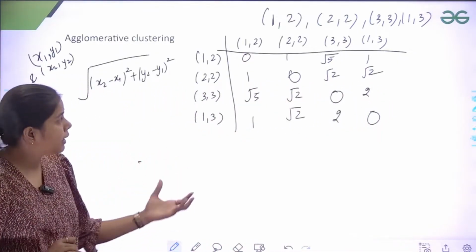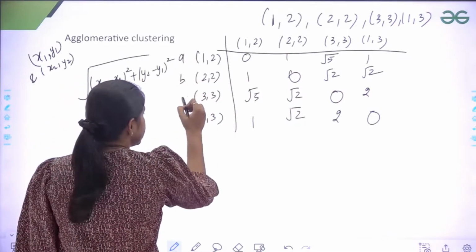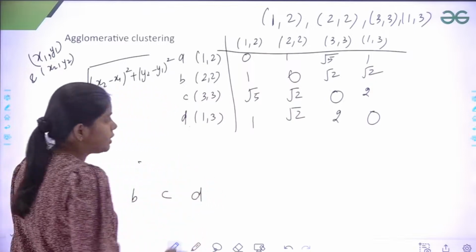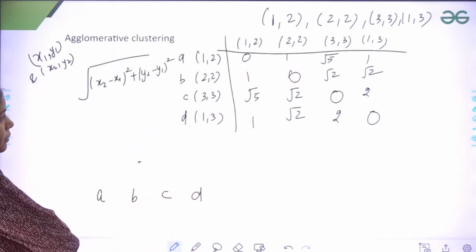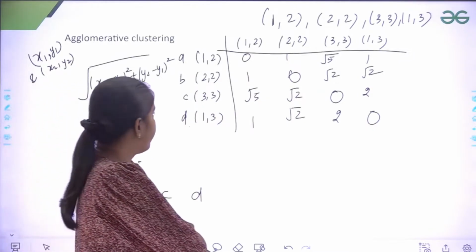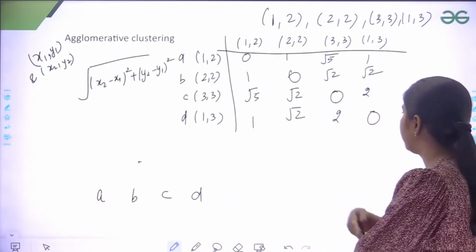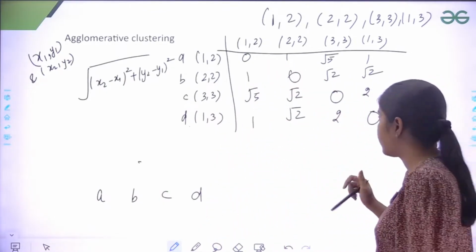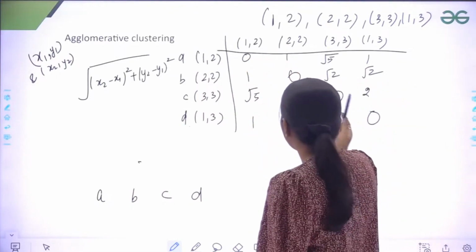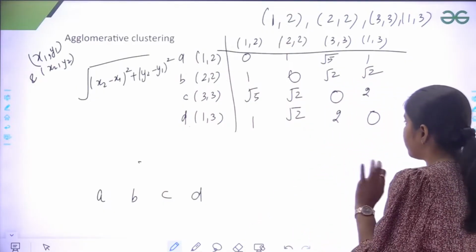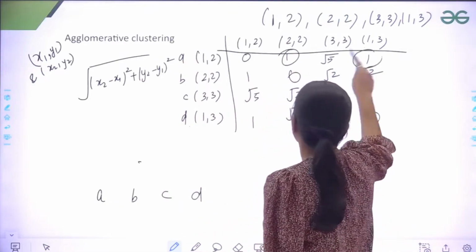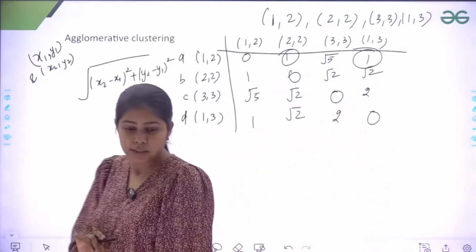Let's say this is point A, this is point B, this is point C, this is point D. So I have the points A, B, C, D. Which points will I join first? Can anybody tell me? I have to look at the minimum distance. I'll not consider 0, because that is the distance of A with A, obviously 0, right? So I can see that 1 is the minimum distance. But you can see that I'm getting 1 twice here, this one or this one. So I can combine either A with B or A with D, the same thing.